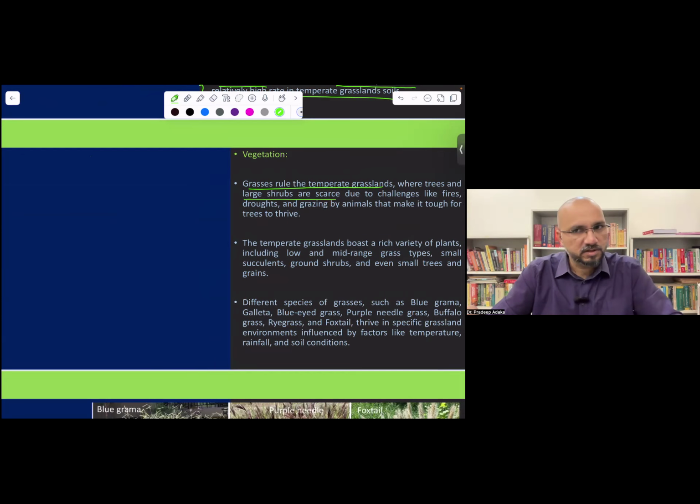Trees and large shrubs are very scarce. Why are they scarce? Because rainfall is already less, it is moderate rainfall. It cannot support very large trees. And again, fires are very common, droughts are common, rainfall is not very high. Grazing animals make it very tough for the plants to grow, right? So that is why you don't see large trees. They are very rarely seen. Here and there you will see one or more trees, but generally it is dominated by grasses.